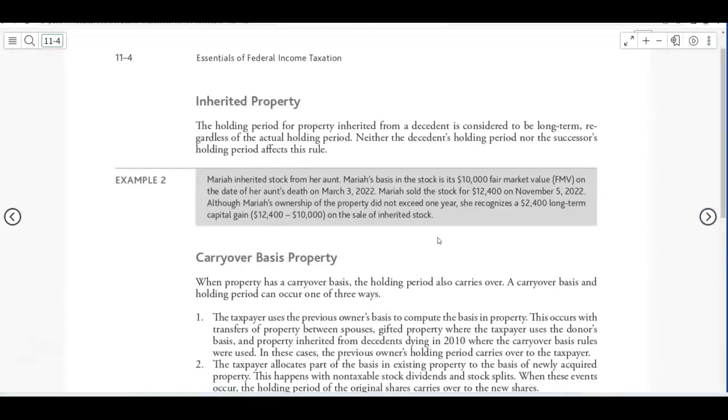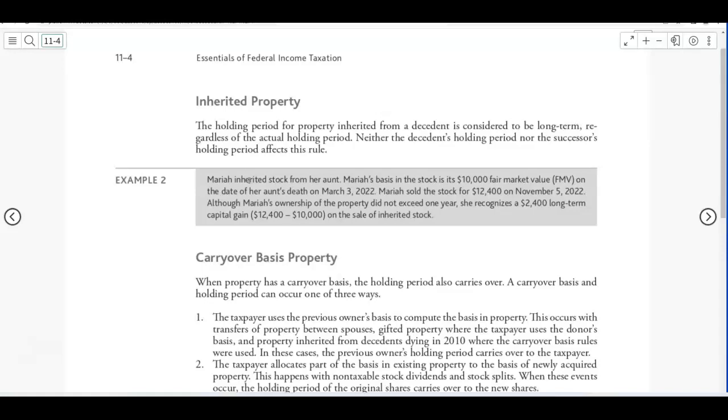Inherited property, just as a reminder, if you get inherited property, doesn't matter how long you keep it. You can keep it for a month. You can keep it for 2 months. It will be long-term anyway. So the holding period for property inherited from a decedent is considered to be long-term no matter what.